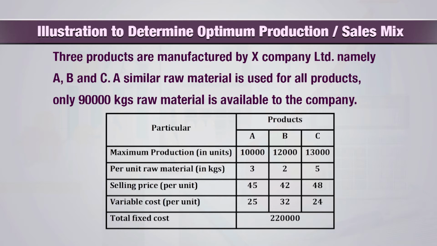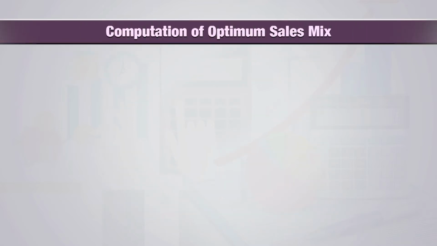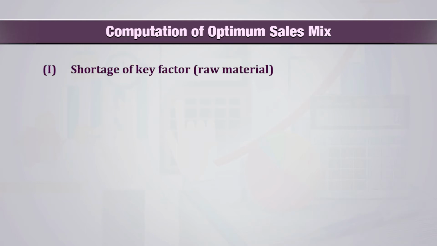Variable cost per unit for product A is 25, product B is 32 and product C is 24. Total fixed cost is rupees 2,20,000. Now computation of optimum sales mix is to be calculated. Number 1, shortage of key factor, which is raw material.